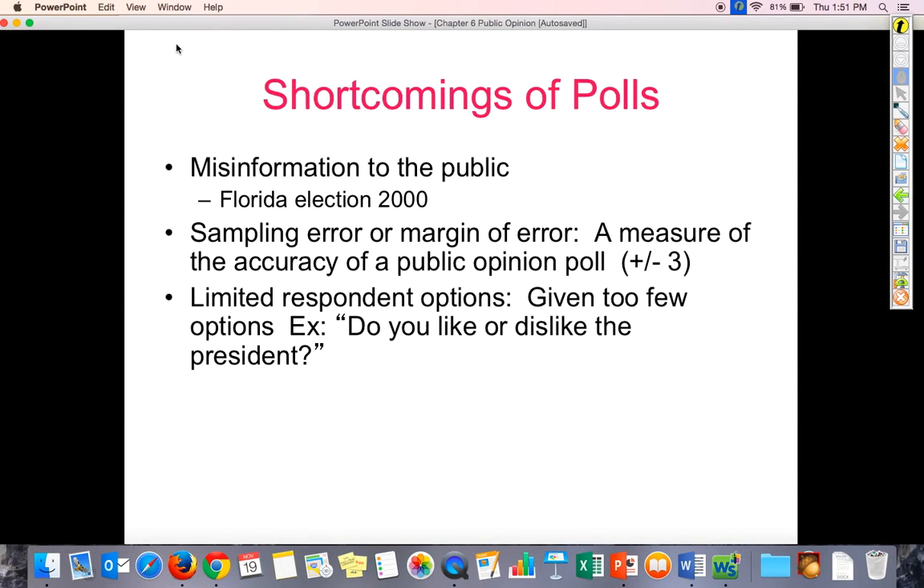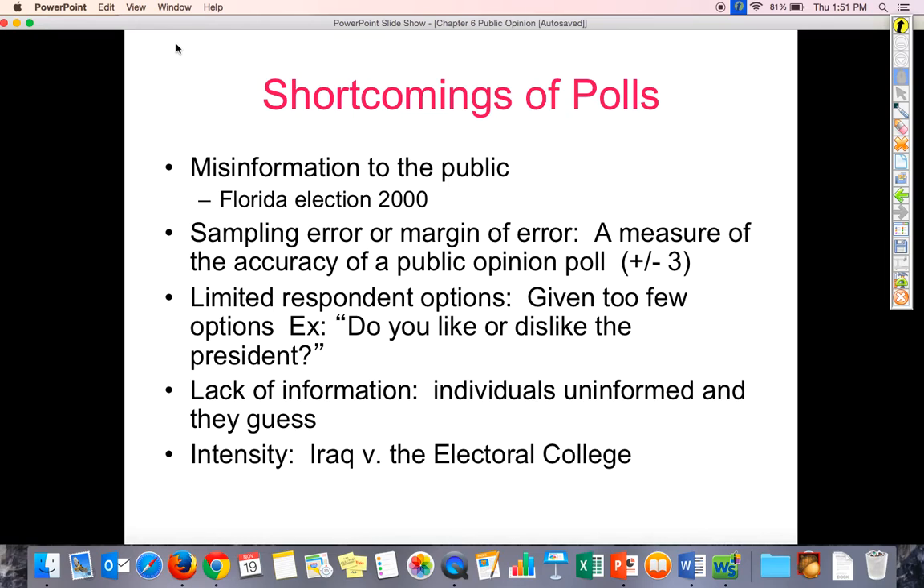So let's look at shortcomings of polls. Polls are great, but there is a science to them, and sometimes they can be misleading. The largest part is just misinformation to the public, that the public believes one thing and the polls don't reflect that sentiment.